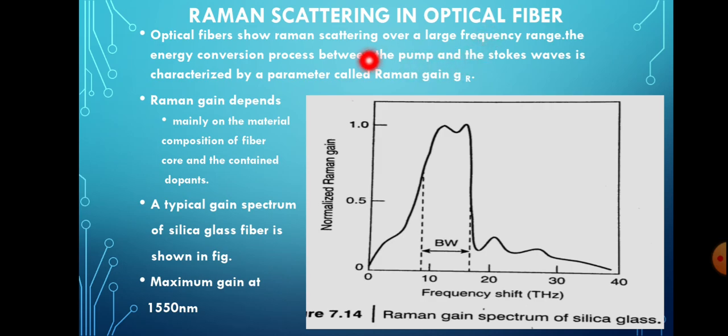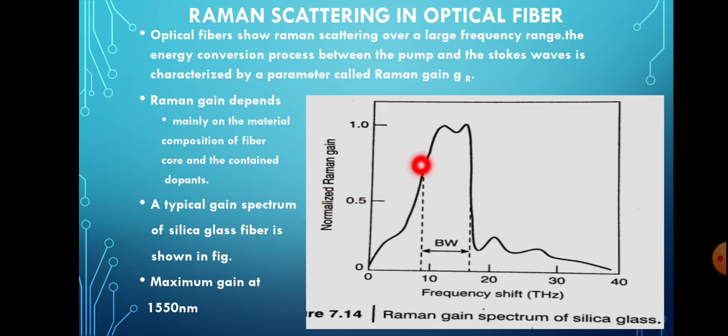Basically, in the Raman scattering process, an energy conversion takes place between the pump wave and the Stokes wave, and the Stokes wave is produced due to the Raman scattering process. So the energy conversion process depends upon the parameter, the Raman gain gR. Basically this Raman gain depends upon the material composition of the fiber core and the dopants inside that fiber.